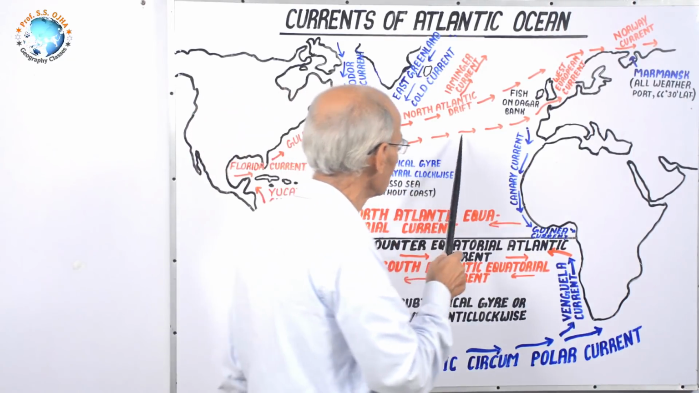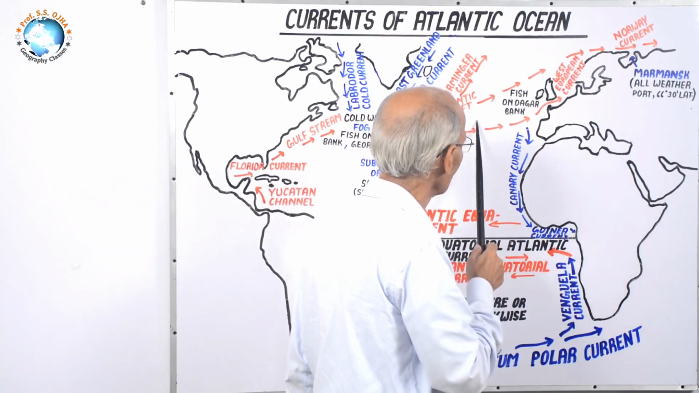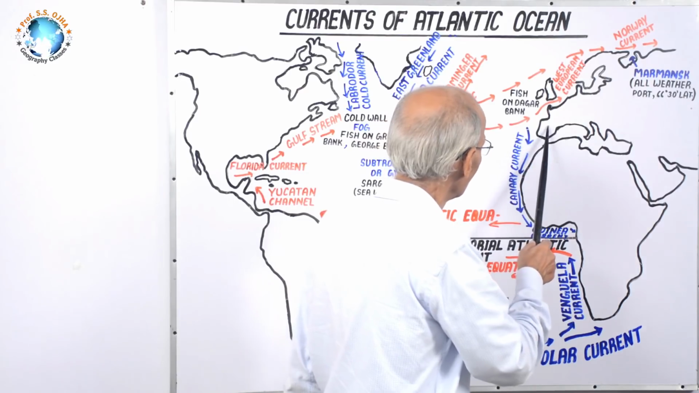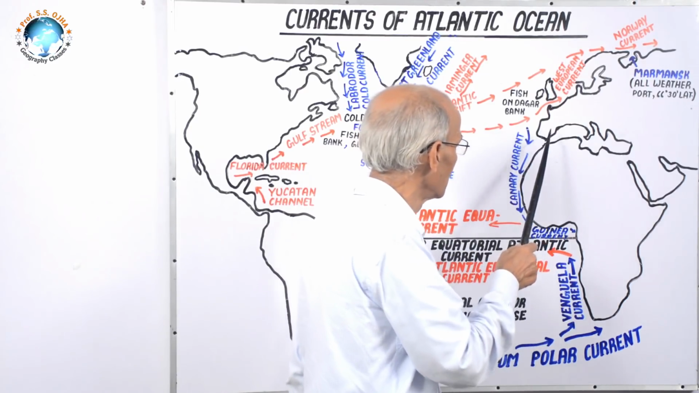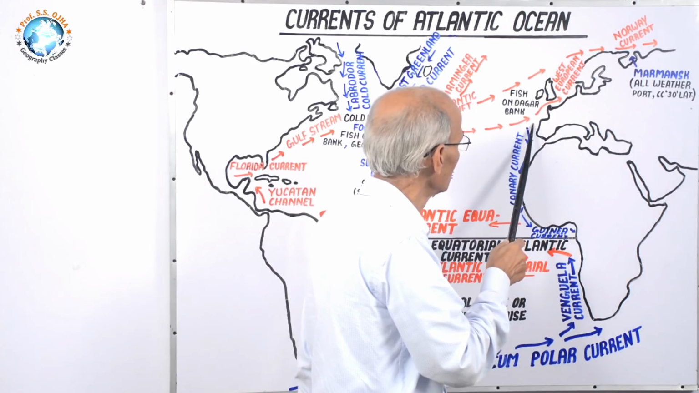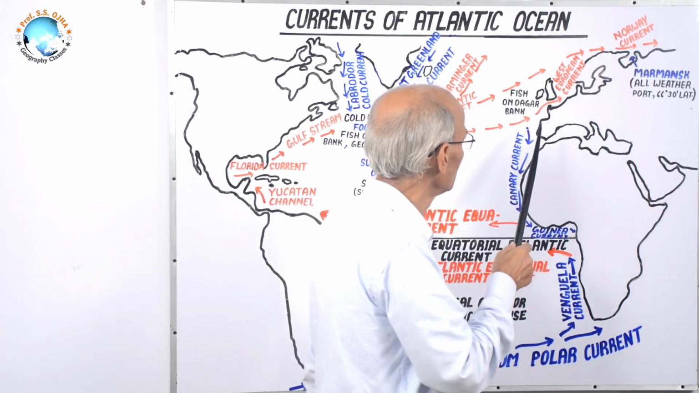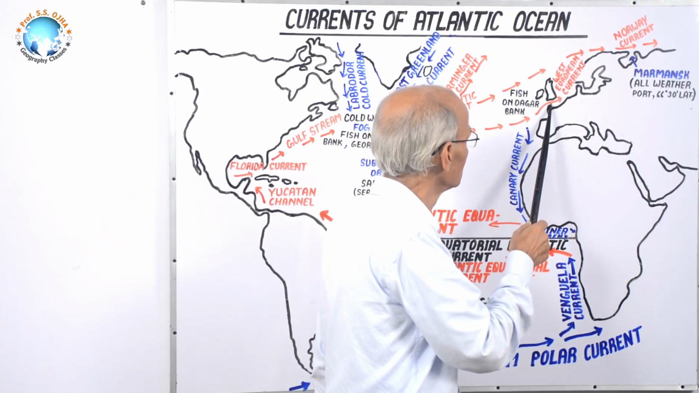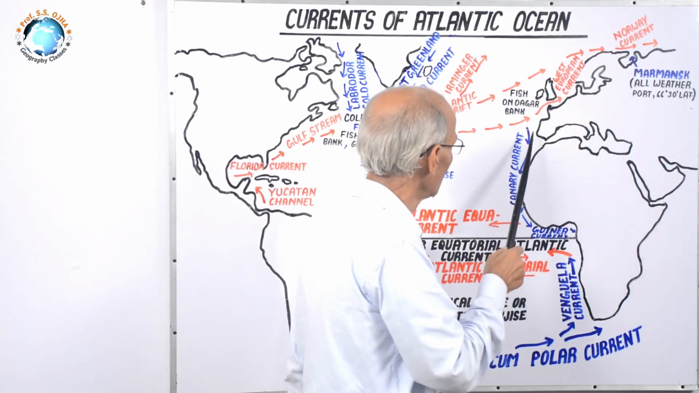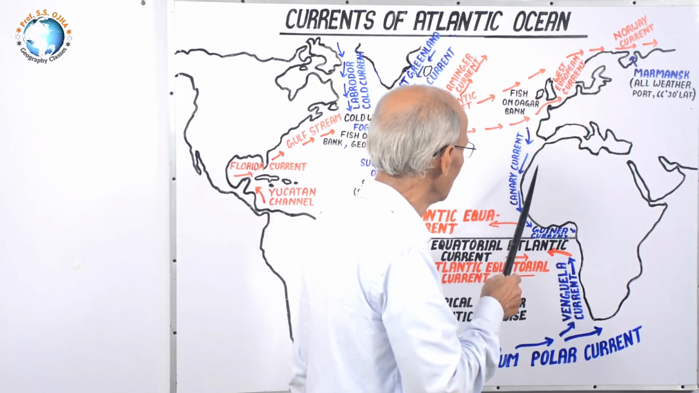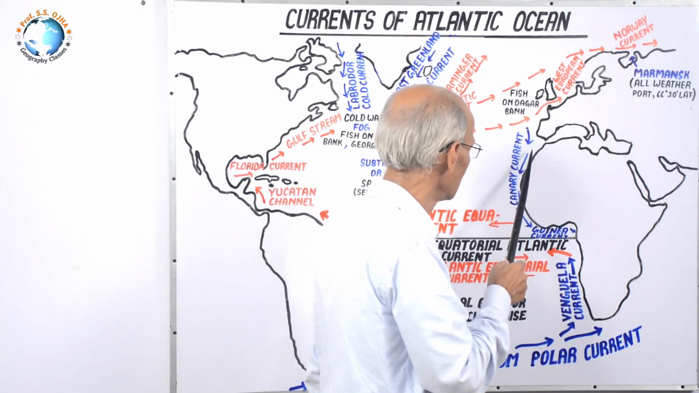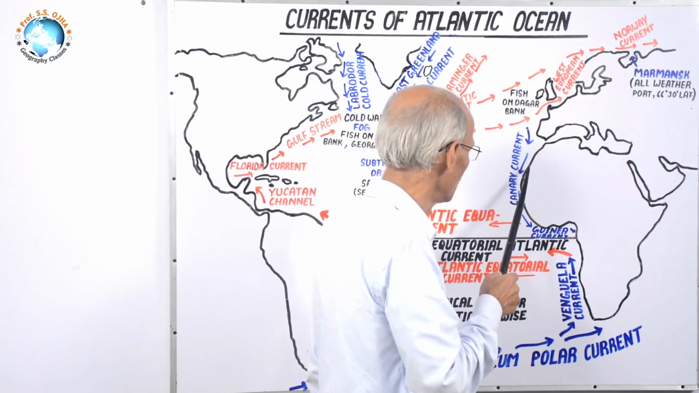Now, this North Atlantic Drift collides with this peninsula of France and Spain. After collision, one branch moves north, and through the English Channel it reaches the North Sea, while one branch turns south and moves through the front of Gibraltar Strait and Morocco.